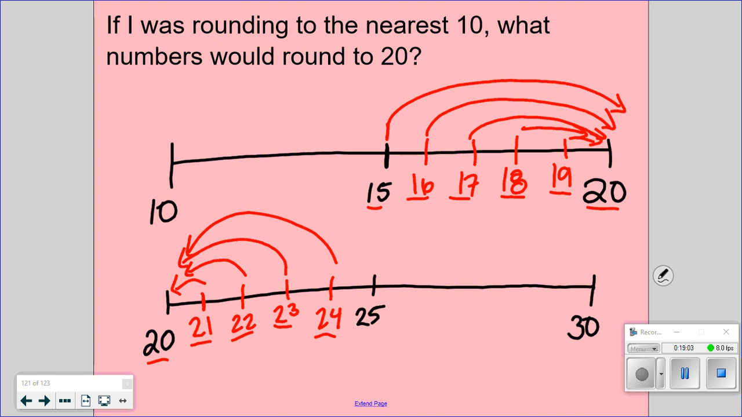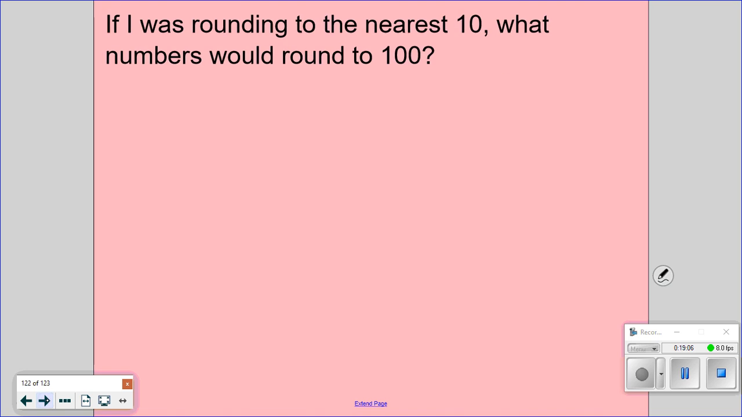All right, let's try another one. If I was rounding to the nearest 10, what numbers would round to 100? I'm going to give you some time to see if you can figure out what are some numbers that would round to 100. So the nearest 10 just means in a grouping of 10. It might be helpful for some of you to think that we are only rounding to the nearest 10. That means your number line, if you drew one, should only be 10 numbers long. So if you have a number line that's 100 numbers long, you might want to fix it.